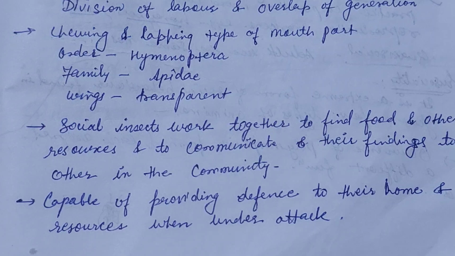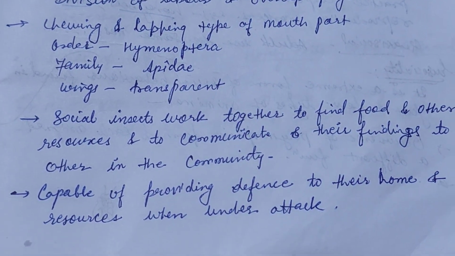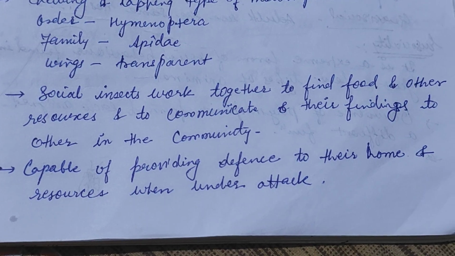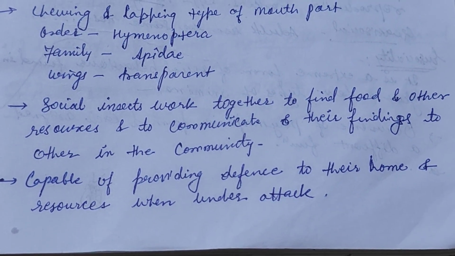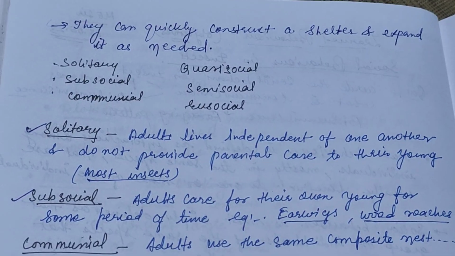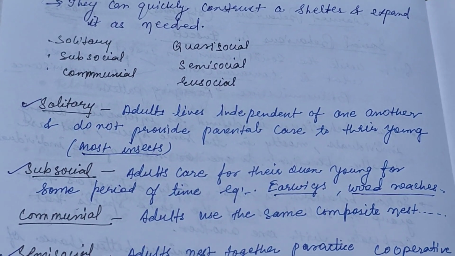Chewing and lapping type of mouth part is seen in the honeybee. The honeybee is an example of social behavior. Social insects work together to find food and other resources and to communicate their findings to others in the community. Social insects can quickly construct a shelter and expand it as needed.